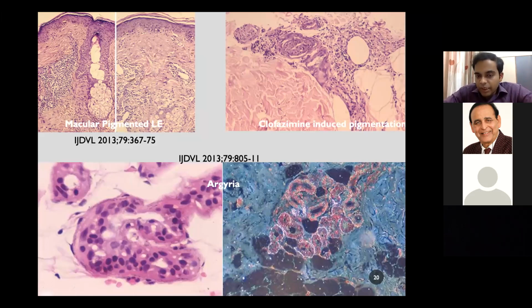Similar fine blue particles can be seen after minocycline intake also, but not really restricted to eccrine glands. They can be around follicles or some other places also.